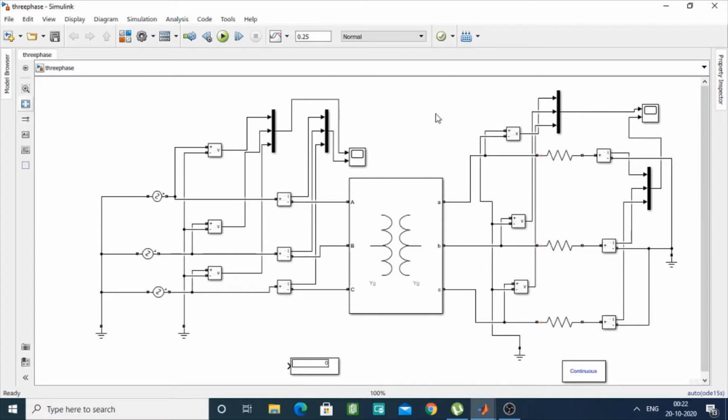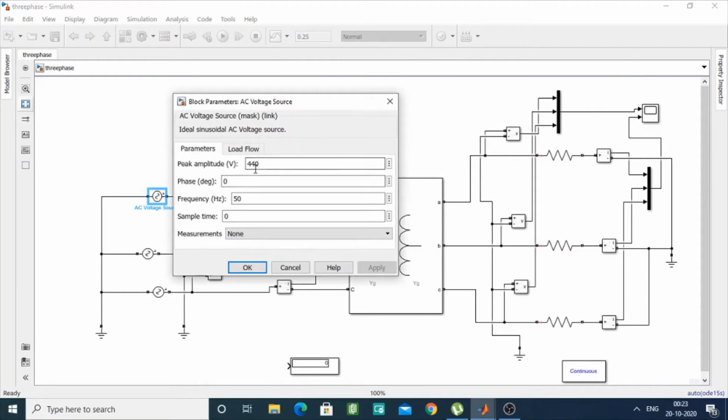So in front of your screens, you can see I have constructed the circuit diagram of a three-phase transformer, and it might look a bit confusing and complex, but I'll try to explain it to you as easily as possible. So what we have done is we have used three AC voltage sources, and the peak amplitude is 440 volts for us, and the frequency is 50 hertz, and the phase degree for the first voltage source is 0.